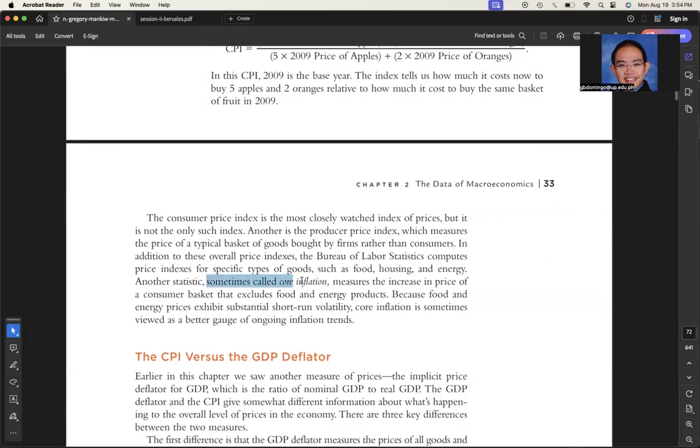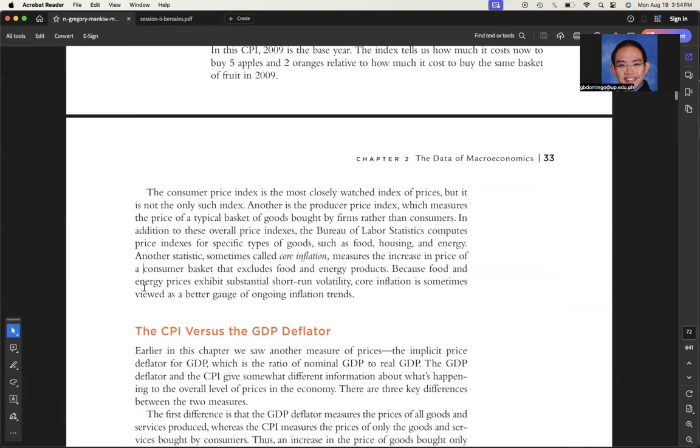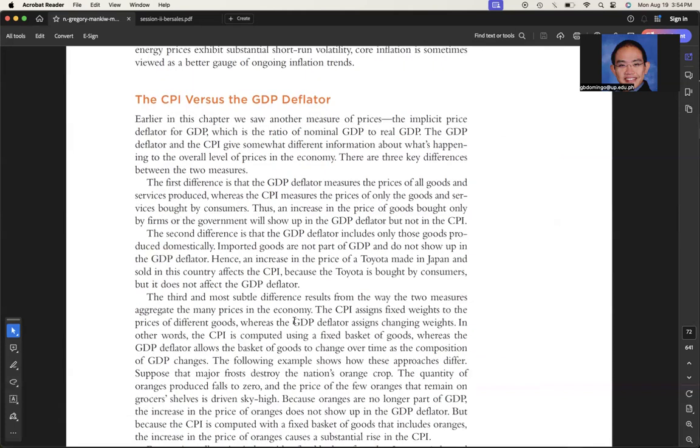Another statistic, sometimes called core inflation, measures the increase in price of a consumer basket that excludes food and energy products. Because food and energy exhibit substantial short-run price volatility. So core inflation is sometimes viewed as a better gauge on ongoing trends in inflation. So one message here, spoiler alert for next video, it's correct. All of these things are also true in the Philippines, right? And we'll go through some more specific examples for the Philippine case, including what might be in the Philippine CPI basket.